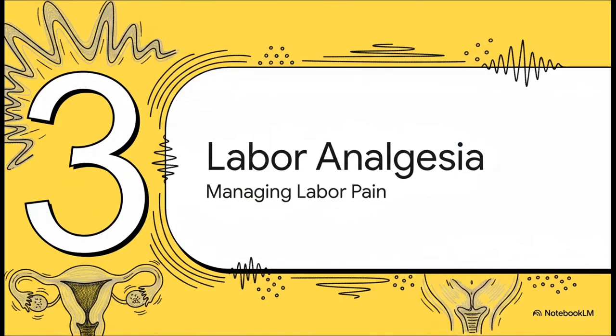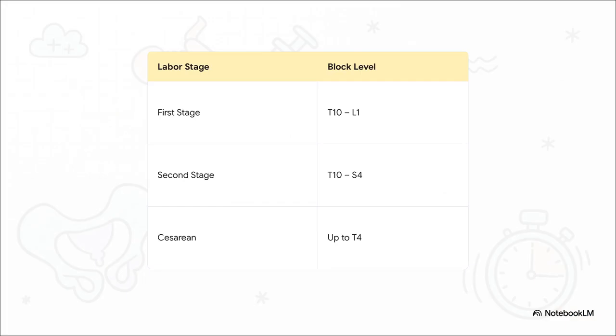Section 3. Labor analgesia techniques. All right, out on the labor floor, you absolutely must have these sensory level requirements memorized. They are highly testable, and practically speaking, you use them every single day. For the first stage of labor, it's visceral pain. You need a block from the T10 to L1 dermatomes.